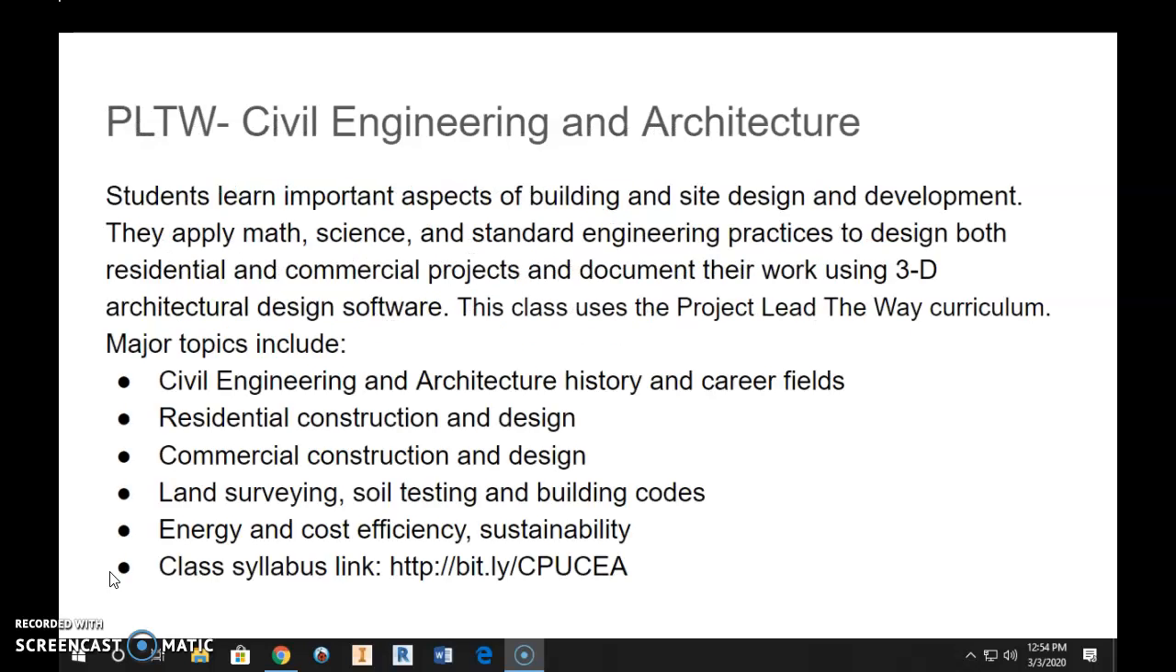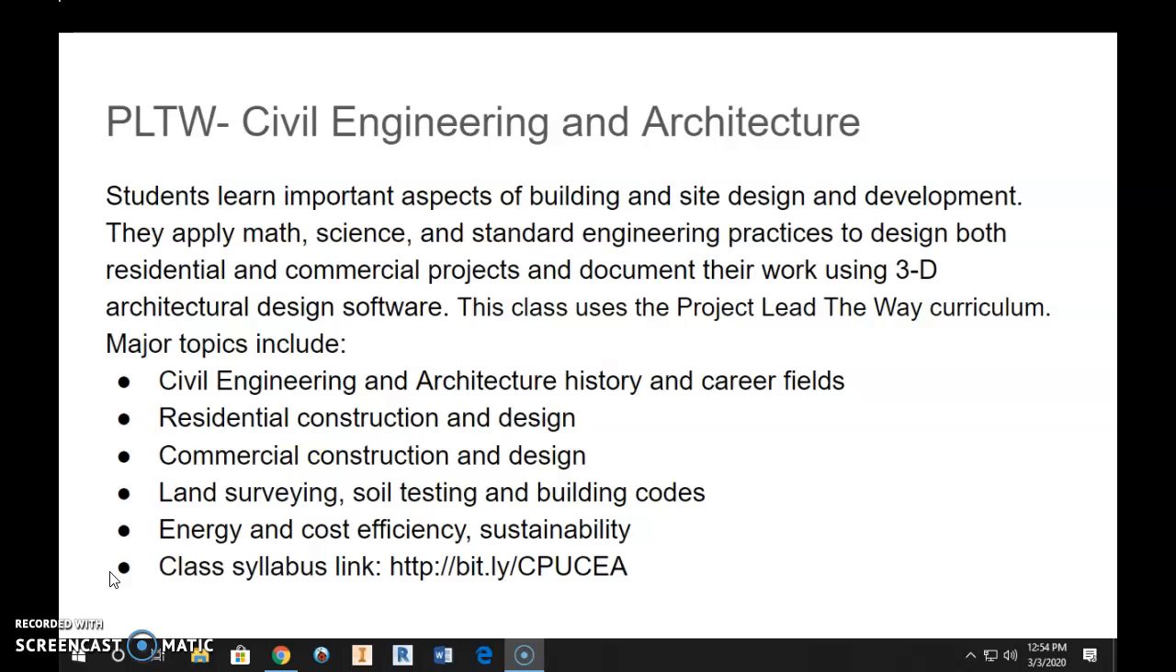Another Project Lead the Way class that freshmen can take is a Civil Engineering and Architecture class. Students learn important aspects of building and site design and development. They apply math, science, and standard engineering practices to design both residential and commercial projects, document their work using 3D architectural design software. This class does use the Project Lead the Way curriculum.